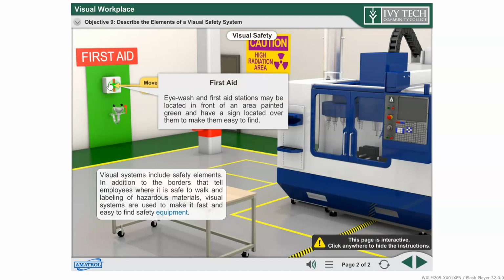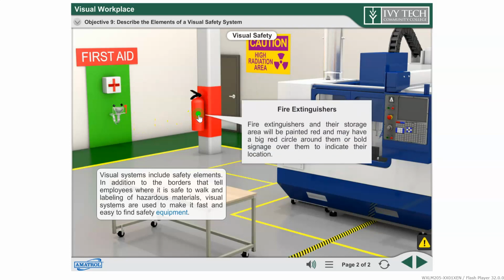First aid. Eye wash and first aid stations may be located in front of an area painted green and have a sign located over them to make them easy to find. Fire extinguishers. Fire extinguishers and their storage area will be painted red and may have a big red circle around them or bold signage over them to indicate their location.